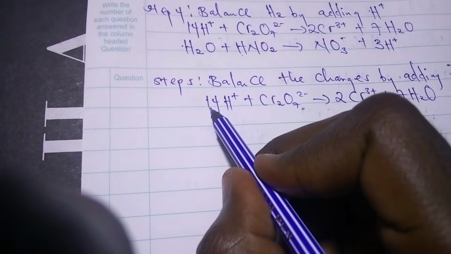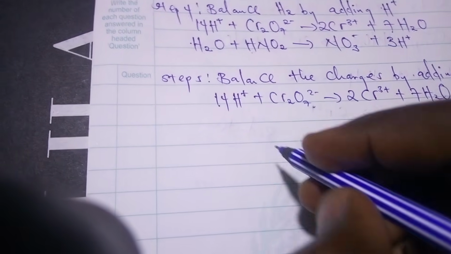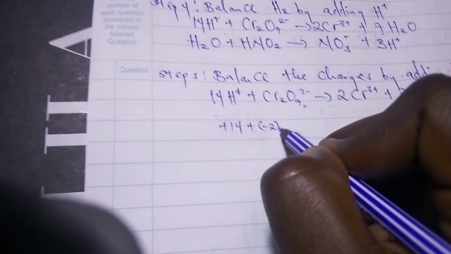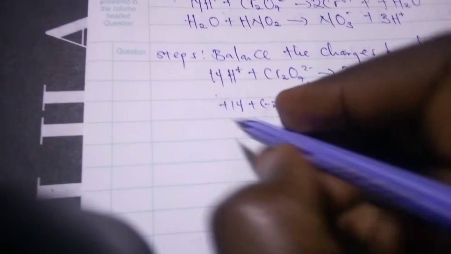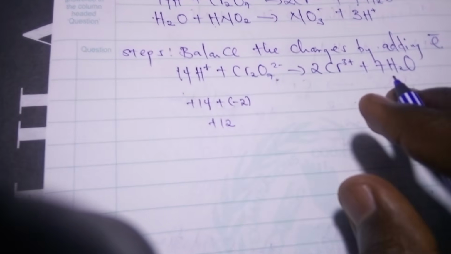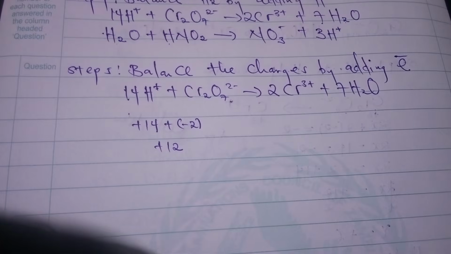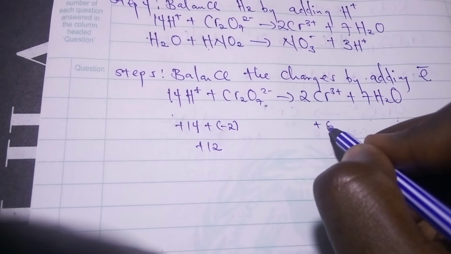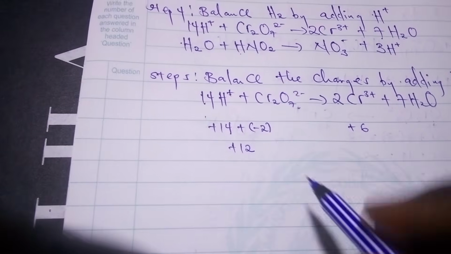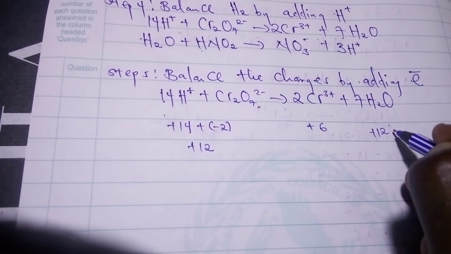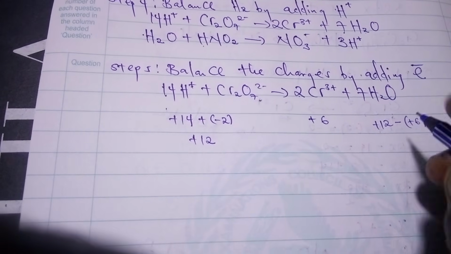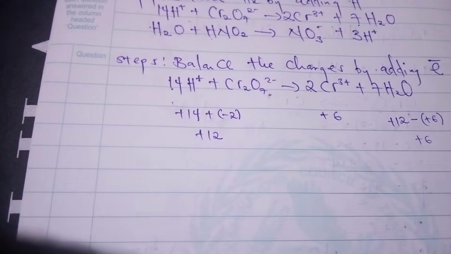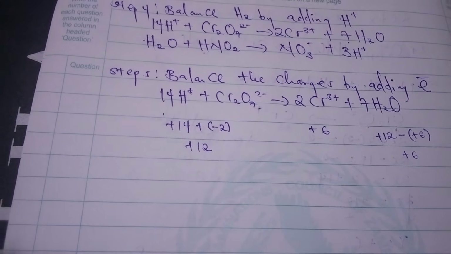Now what you are going to do is this. You are going to say 14 times that. You are getting positive 14, which should be added with the negative 2. When you compute everything on the calculator, you're getting positive 12. Also to this part, you're going to multiply that 2 times that, and you're getting positive 6. Then you subtract positive 12 minus positive 6, and you're going to get positive 6. So it means that the number of electrons that you are supposed to add are supposed to be 6.